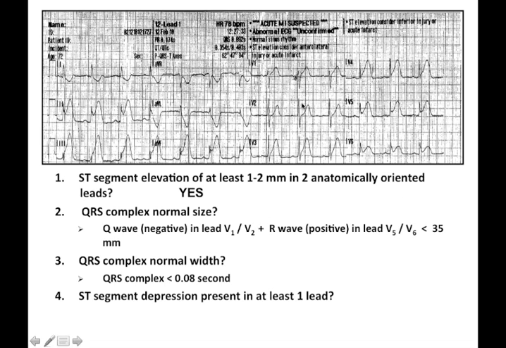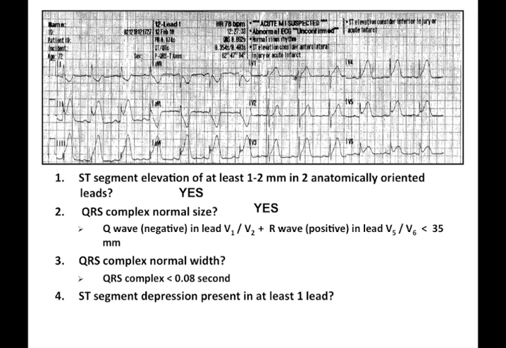On this particular example, we have 5 and approximately 2 more, so 7 millimeters of negative QRS in V1 plus 5, almost 10 millimeters of positive QRS in V5. If we add those two numbers together, they will be less than 35. So the answer to this question is yes, the QRS complex is a normal size.